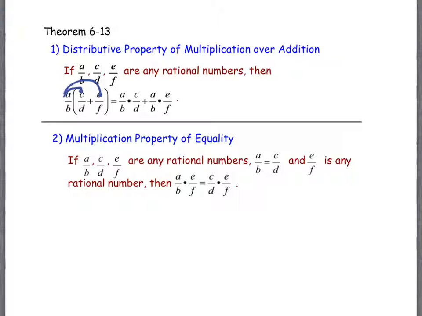The second one, multiplication property of equality, is definitely something that we use when we're doing simplification of equations. So if I have two fractions, a over b and c over d, they're equal to each other to begin with. If I multiply both sides by another fraction or whole number or whatever, they're still going to be equal, right? So if I introduce this e over f and I multiply it on both sides, the equality stays the same. It still stays equal.